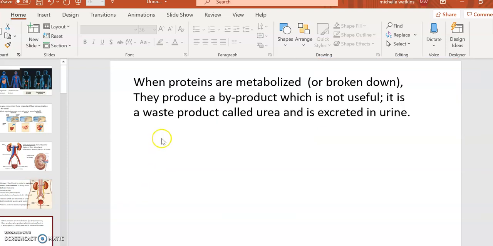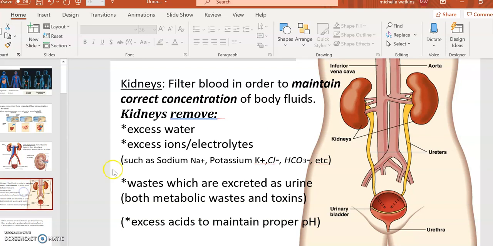Okay, proteins take a little bit more work for us to metabolize. When we break them down, there's a byproduct produced which is not useful. In fact, if it builds up, it will be harmful, kind of like CO2. When we undergo cellular respiration, we produce CO2, and our body gets rid of it. We exhale it. Well, the byproduct of protein breakdown is called urea, and it is excreted in urine. So that's point number 3. We get rid of the metabolism breakdown waste product, and we get rid of excess to maintain concentration.